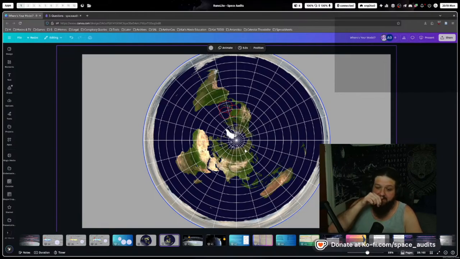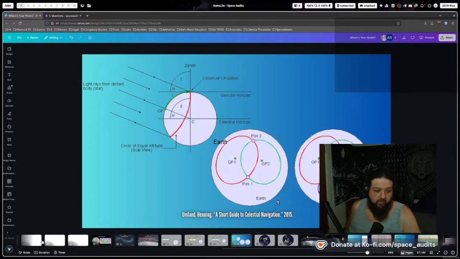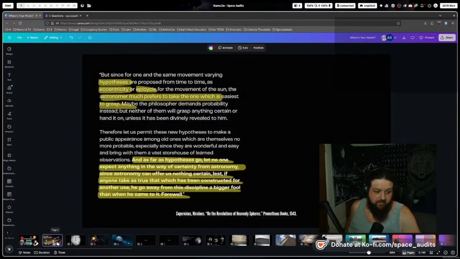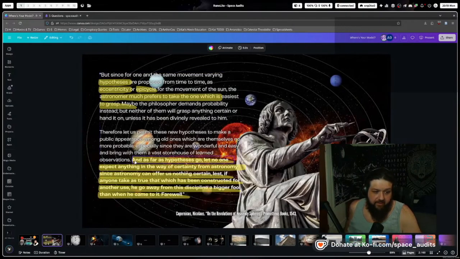So that's using, to quote Copernicus here, right? And as far as the hypothesis goes in terms of circular orbits or elliptical, let no one expect anything in the way of certainty from astronomy, since astronomy can offer nothing certain, lest if anyone take as true which has been constructed for another use, he will go away from this discipline a bigger fool than when he came into it. Farewell.